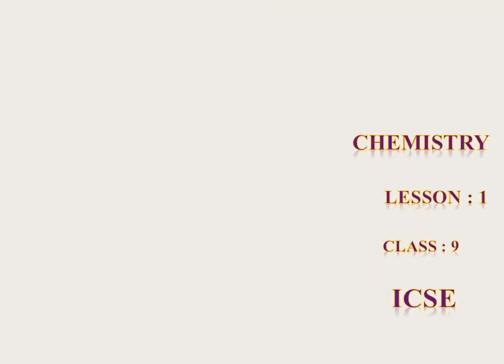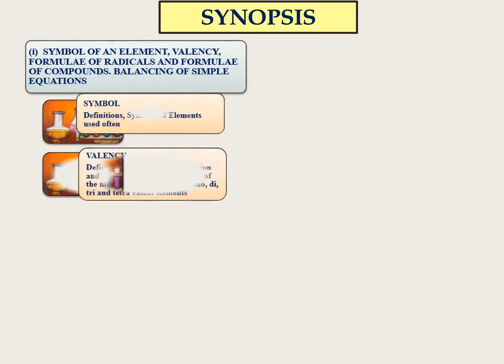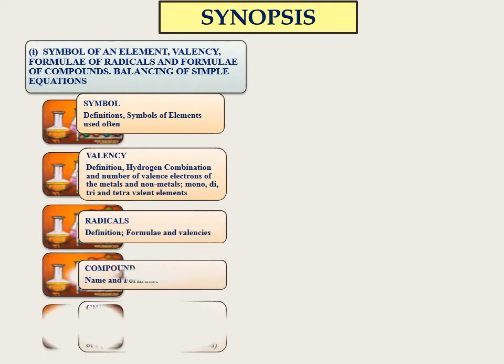Good morning. The chapter for today is The Language of Chemistry. Let's see the subheadings of this chapter. This chapter is divided into two parts. The first one being symbol of an element, valency, formula of radicals and formulae of compounds, balancing of simple equations. We have subdivisions like symbol, valency, radicals, compound, and chemical equation.